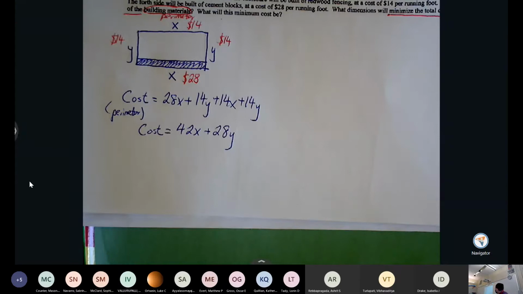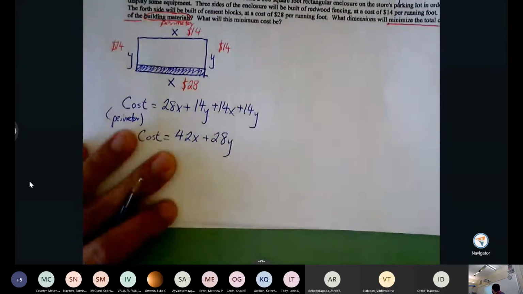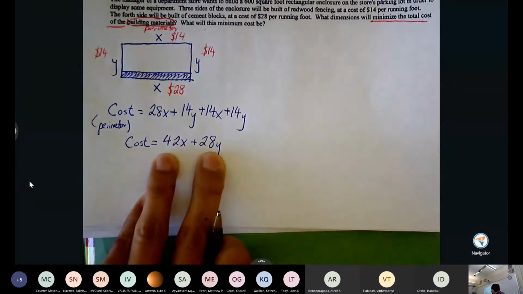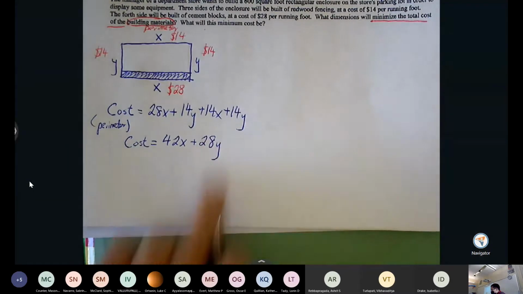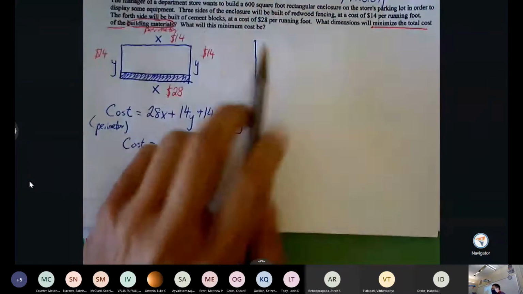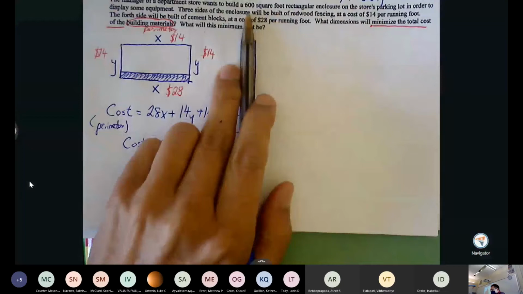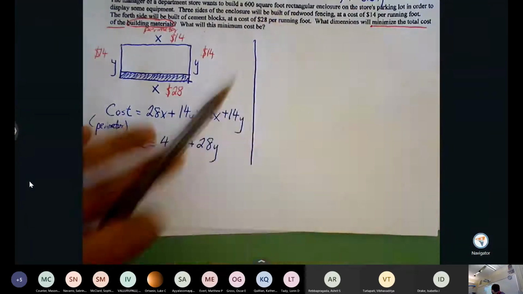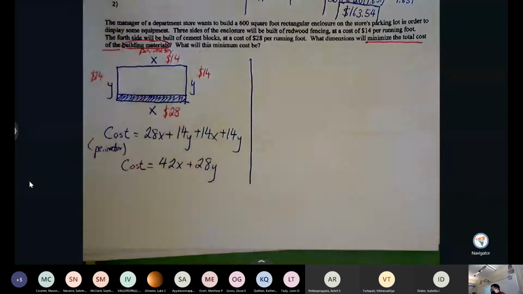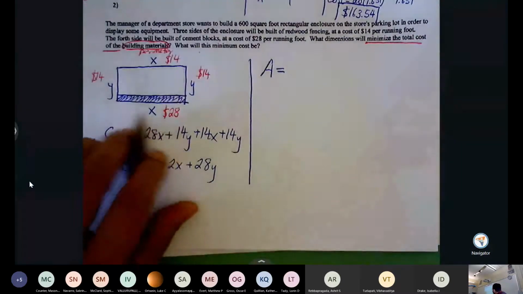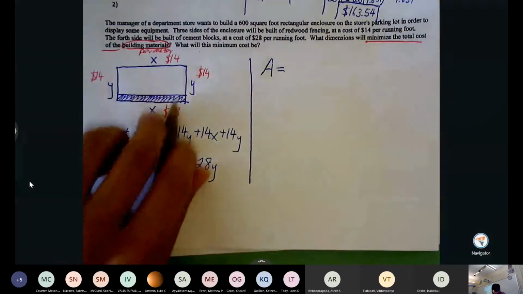Okay, questions so far? We look at our cost equation, we need some help, right? That y is sticking out, or we have too many variables either way. So I need some help. The help is going to come from this information here, 600 square foot. 600 square foot is related to area, right? This is a 2-dimensional unit. We know area is 600 square foot, so let's build our area equation. Area is just length times width, so just x times y.